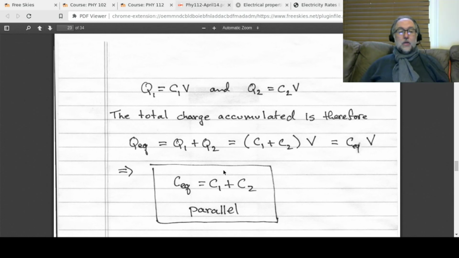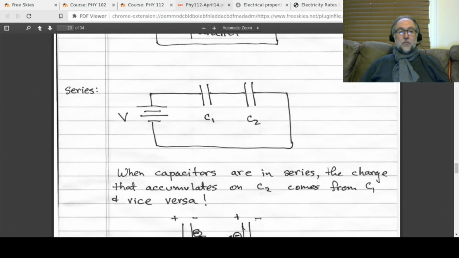Great. So what's next? Series. Here we go. We've got C1 and C2, and they're in series. Now, the voltage across each one of them is not the same. The voltage across both of them is V, but the voltage across C1 we can call V1, and the voltage across C2 we can call V2, and the total V is going to equal V1 plus V2.